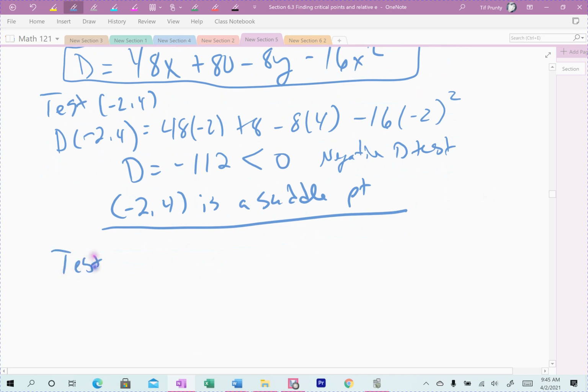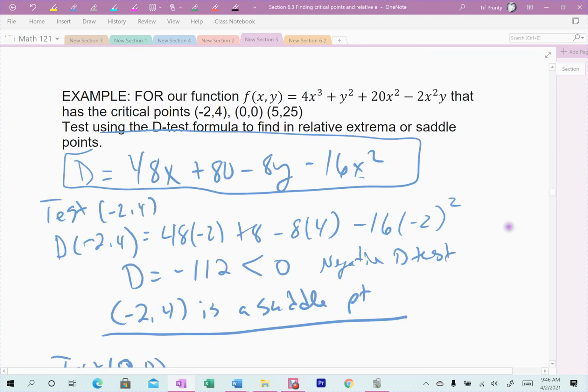Alright, now I'm going to test the second point, which is 0, 0. 0, 0 is always a nice point because it basically zeroes out. That's gone, that's gone, that's gone, and so I'm just left with 80. Well, now D came out positive. But I'm not done yet. There's a second step when it comes out positive. This tells me it is a turning point at 0, 0. Now I have to figure out which way it turns. And again, the rule of thumb is to use f of xx, but you could technically use f of yy.